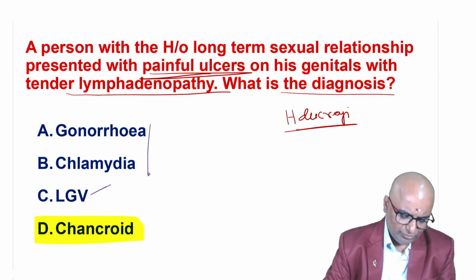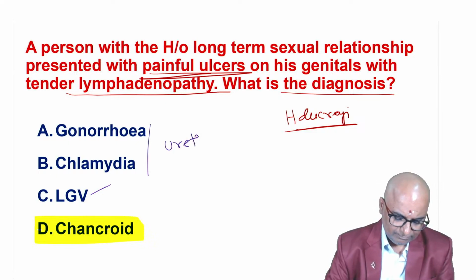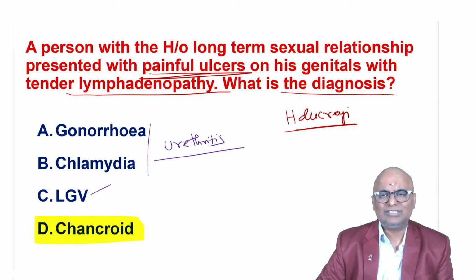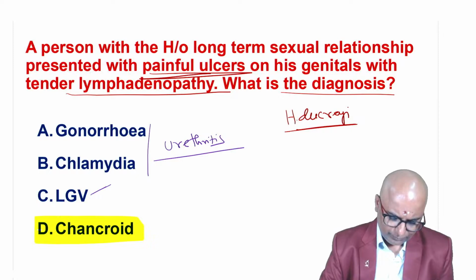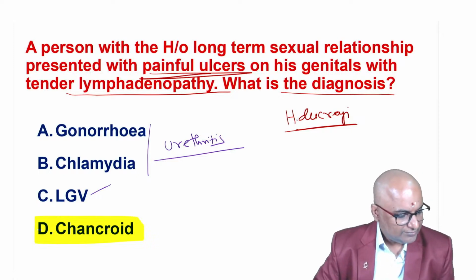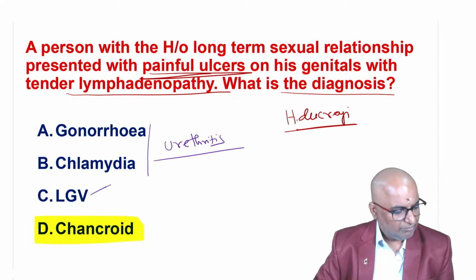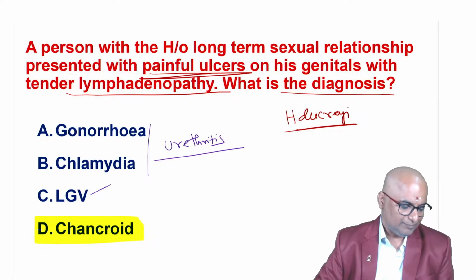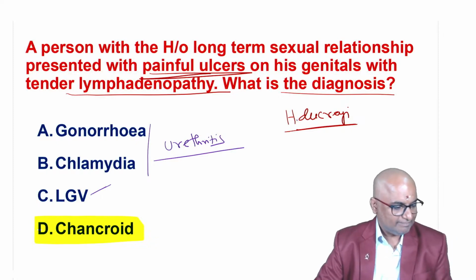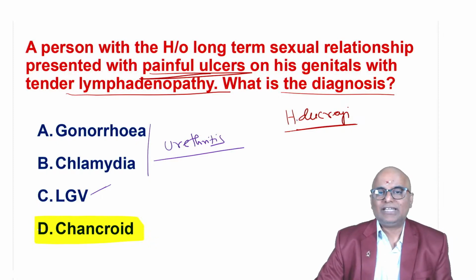Chlamydia, gonorrhea produce urethritis. Gonococcal urethritis, non-gonococcal urethritis, discharge. Painful means, remember, herpes, Haemophilus ducreyi, these are painful. Excellent. Yes, Dr. Deepak, Bacillus cereus also causes vomiting in the acute phase, and diarrhea in the second phase. Yes, you are right. Chancroid is painful.